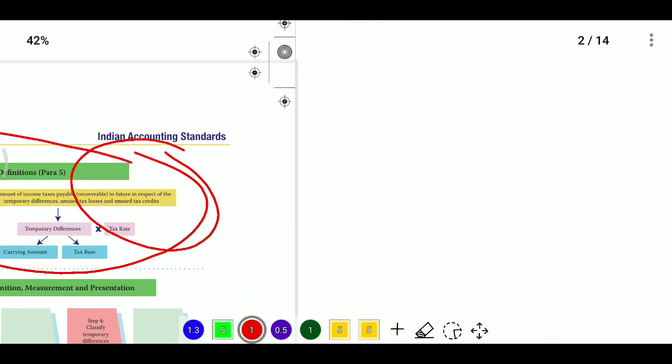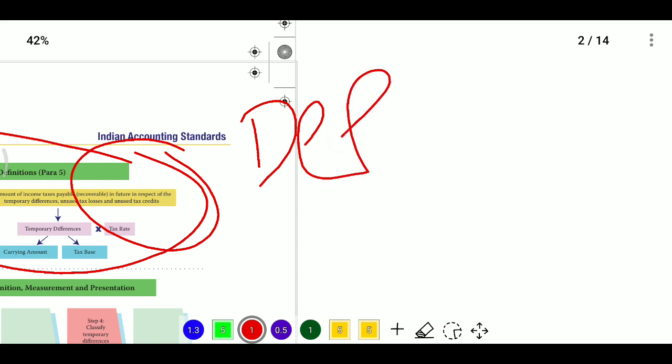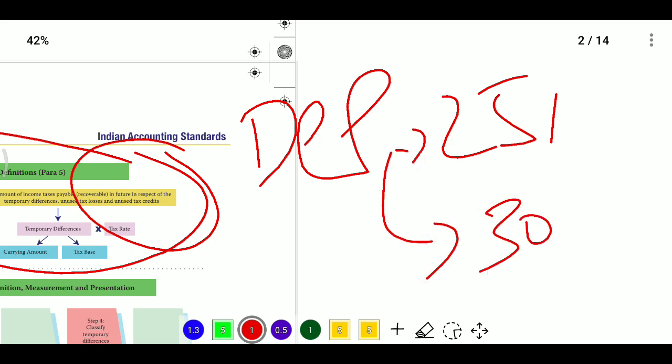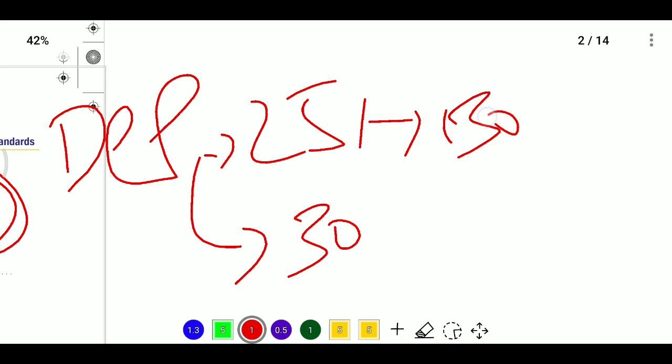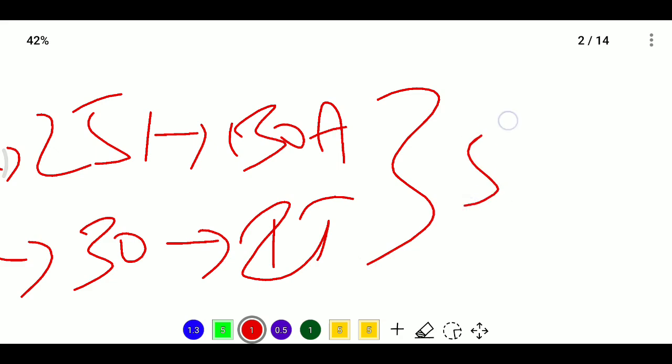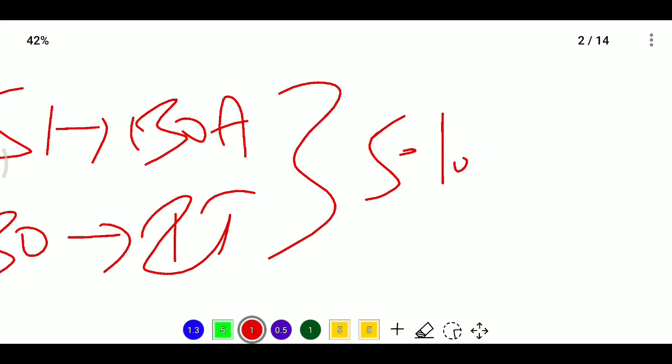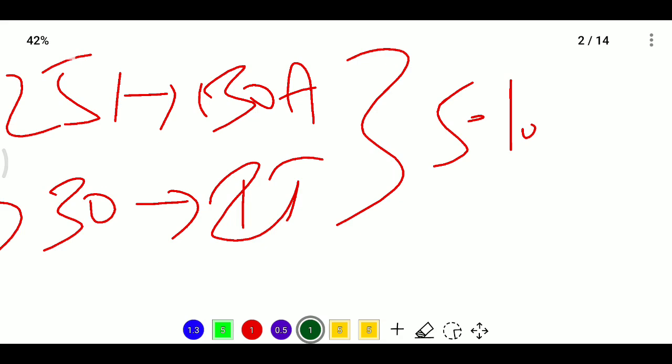So how do we get the temporary difference? For example, suppose the depreciation rate as per books of accounts is 25%, and as per income tax it is 30%. I am taking this as an example. Whatever amount we charge as per books and as per income tax, we get some 5% difference for the current period, and in later years this amount will be adjusted.